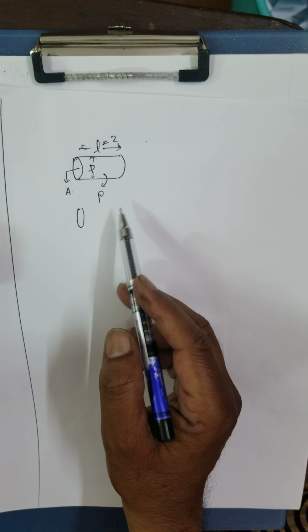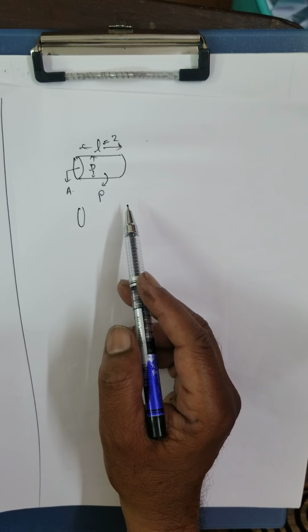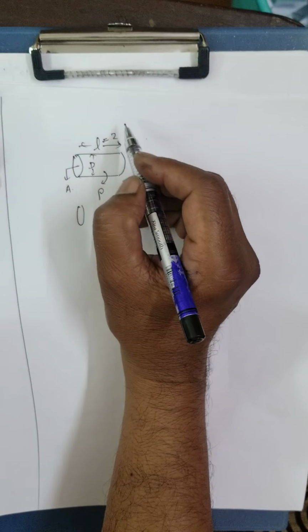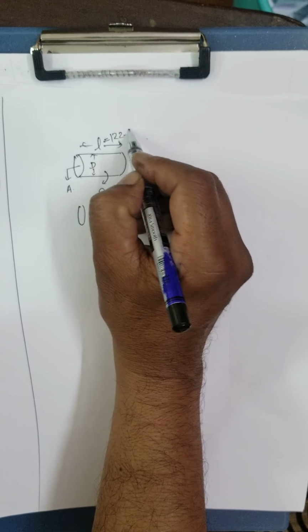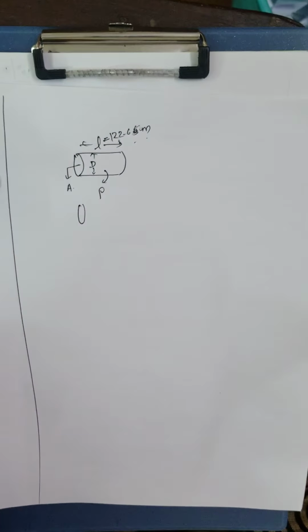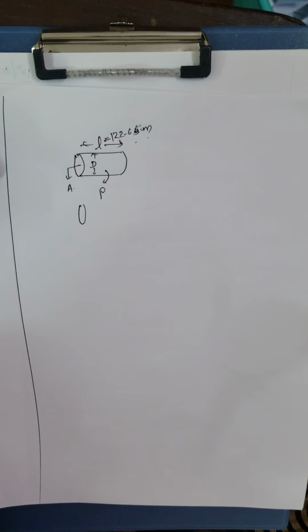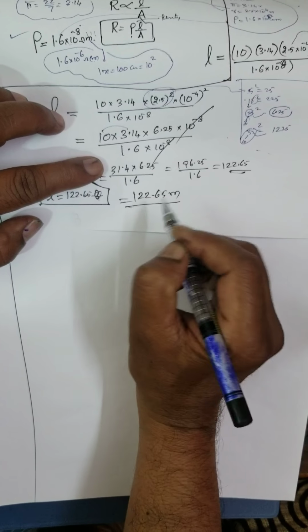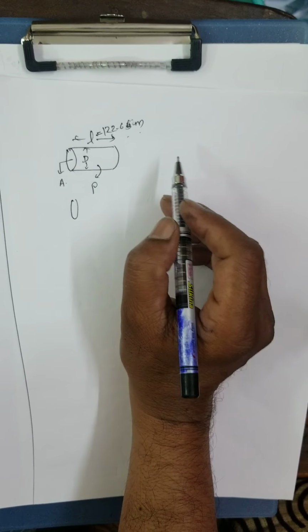You know how big 1 meter is, right? More than 100 meter is there. Now, the length you know how to calculate. How much have you calculated? 122.65 meter, you got it. That means the length is 122.65 meter. Now the length is given.